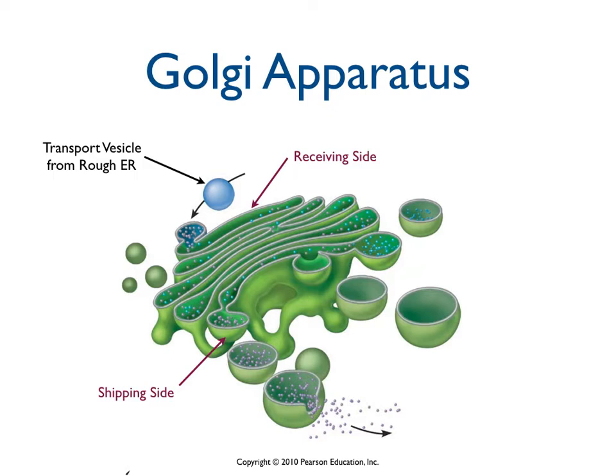So again, the Golgi apparatus is very important. Think of it as being the UPS or the FedEx of the cell. It receives packages, it processes those packages, and ships them to some final destination.